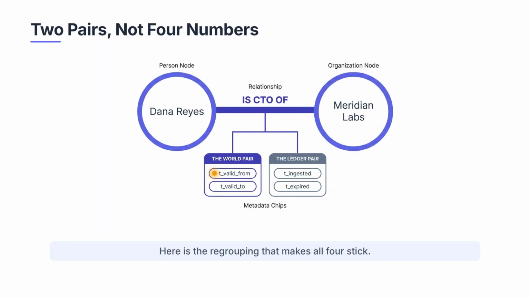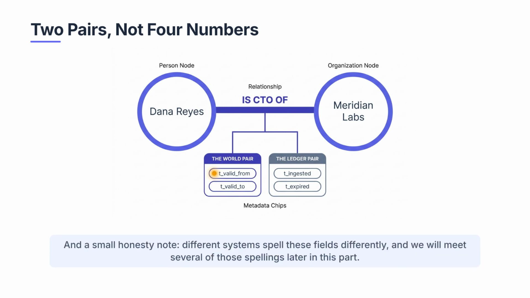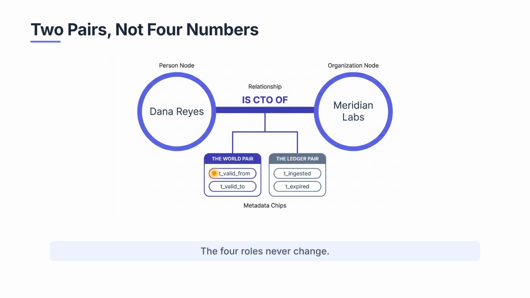Here is the regrouping that makes all 4 stick. You are not carrying around 4 independent numbers. You are carrying 2 pairs, and each pair is a range. Valid from and valid to are the world pair, how long the fact was true. Ingested and expired are the ledger pair, how long you asserted it. 2 ranges, 1 per clock, both stored right there on the edge. And a small honesty note. Different systems spell these fields differently, and we will meet several of those spellings later in this part. The 4 roles never change.